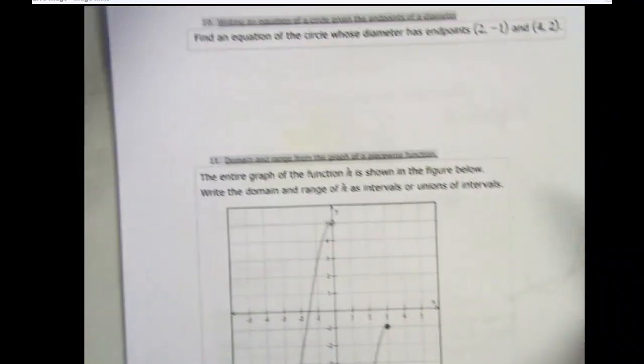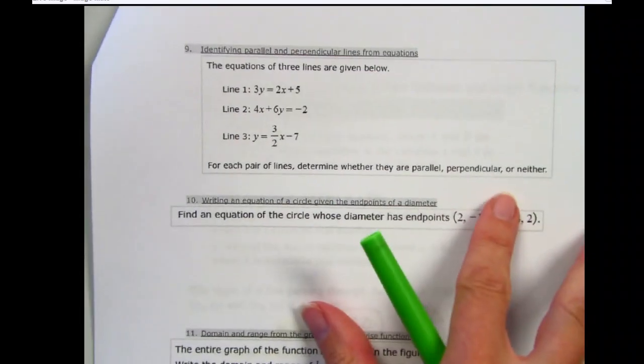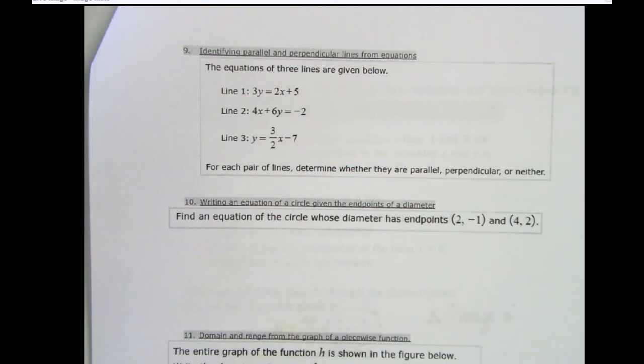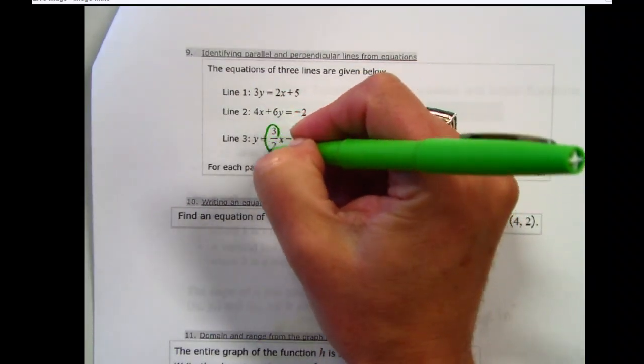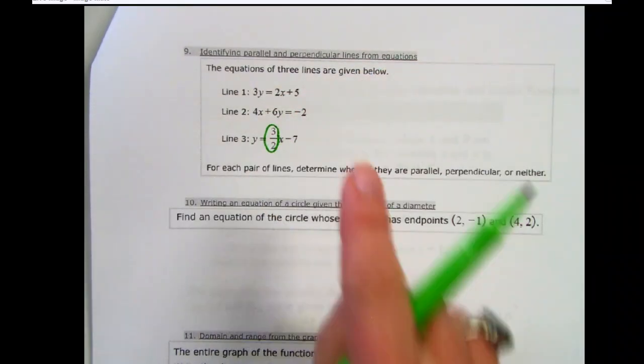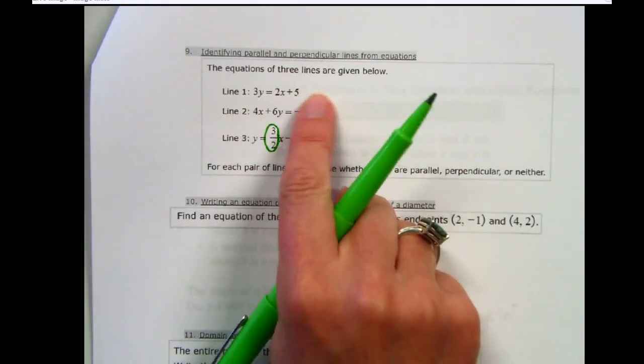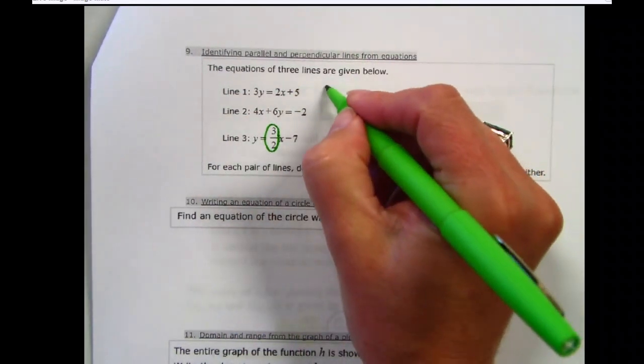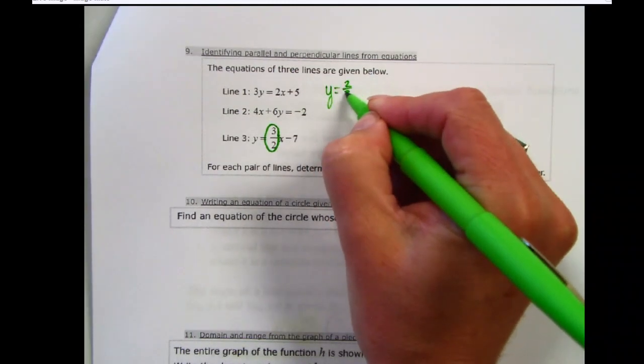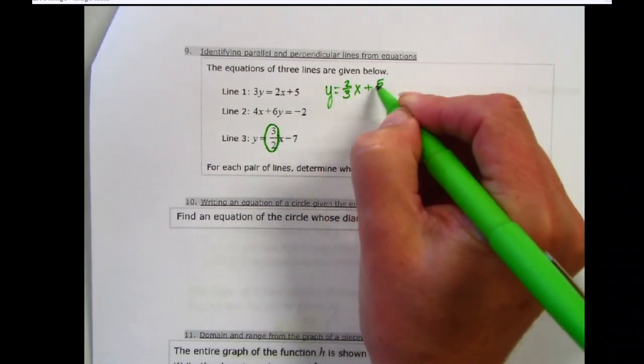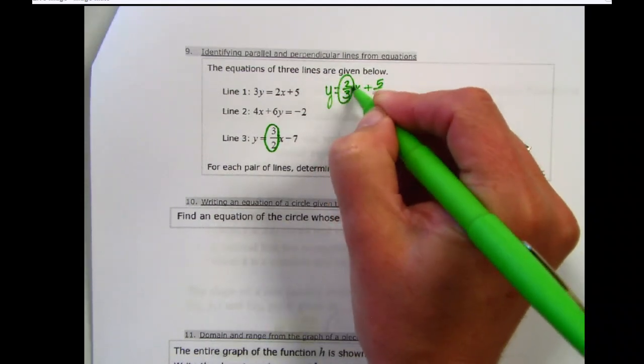Last page. The equations of 3 lines are given below. For each pair of lines, determine whether they are parallel, perpendicular, or neither. I don't know how you would answer that. So I need to know the slope of each of them, right? That one I can find the slope. How do I find the slope of this one? Divide everything by 3, get the y alone. So there's its slope.